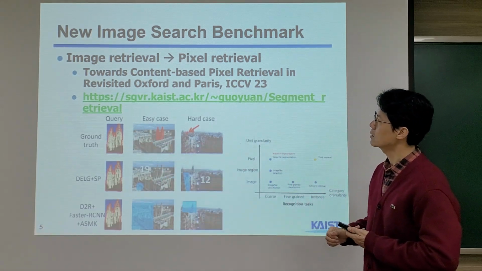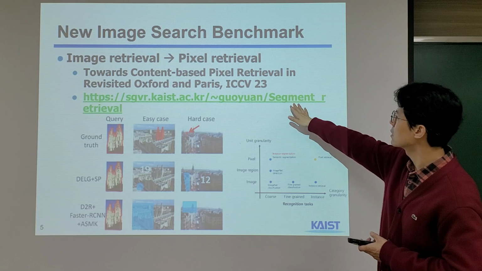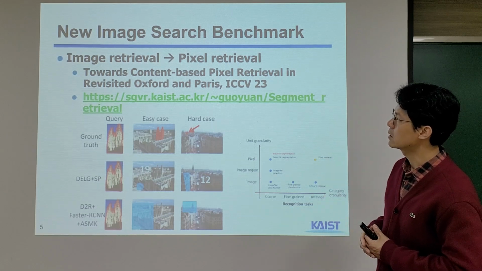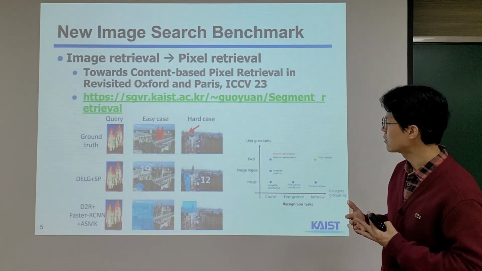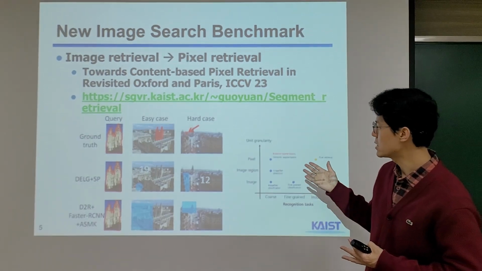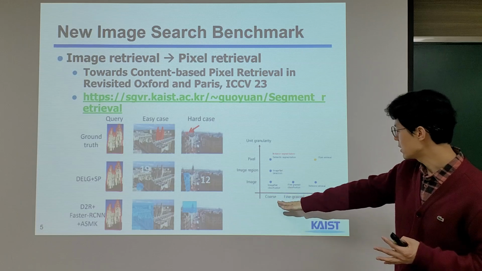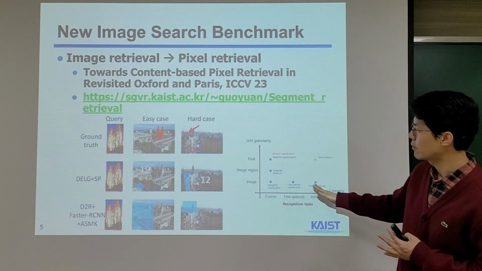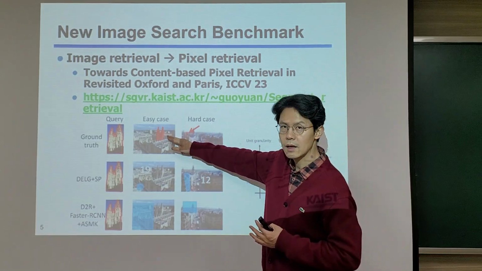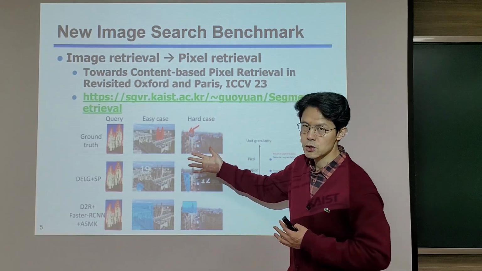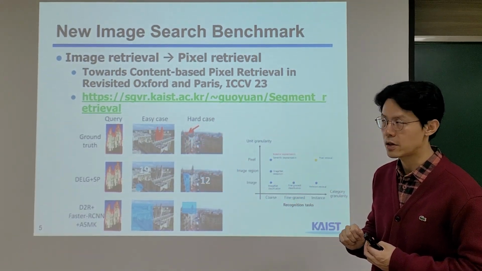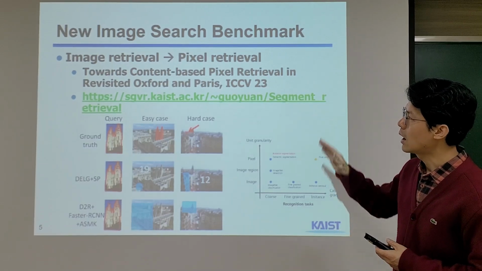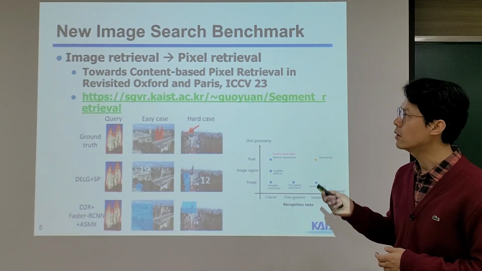You can check out this benchmark with this link. Through this benchmark, we wanted to improve the granularity of image search from the coarse image level to the pixel level, highlighting a particular region. That way, we can help the user identify the similar region more efficiently than the prior approach. I will talk about this technique more later on.